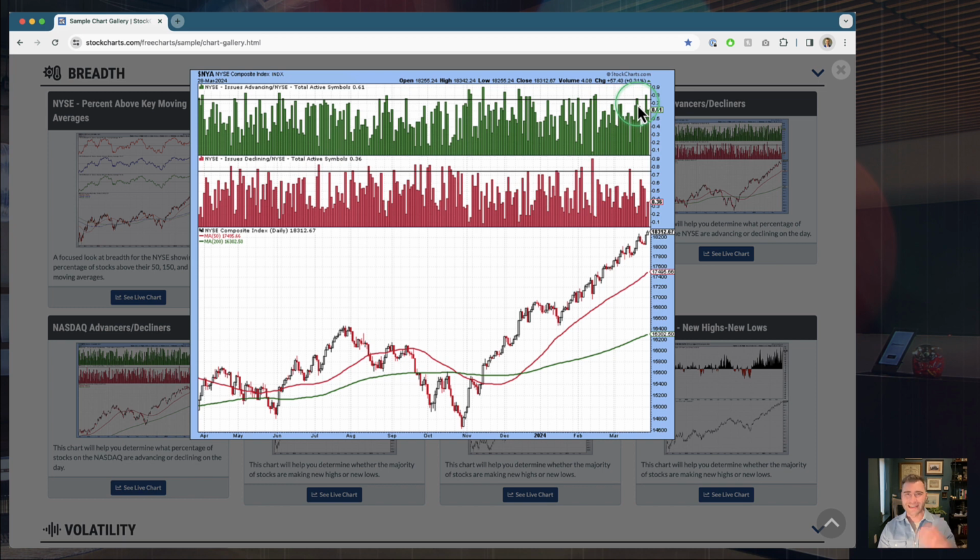So you can dig in again beneath the surface of the market, go to that next level. Don't just look at the index. Using some of these charts really gives you a better sense of what's happening beneath the surface.